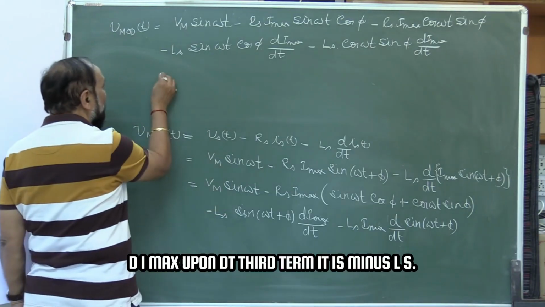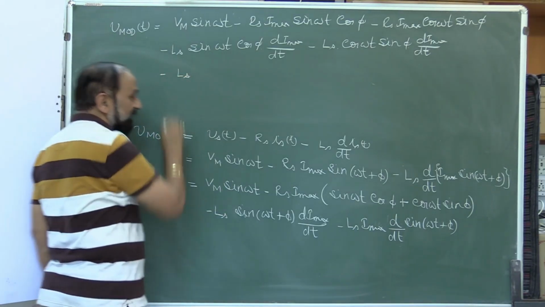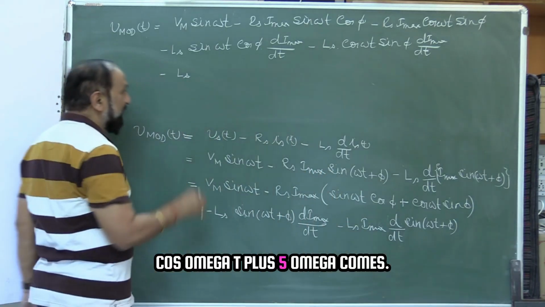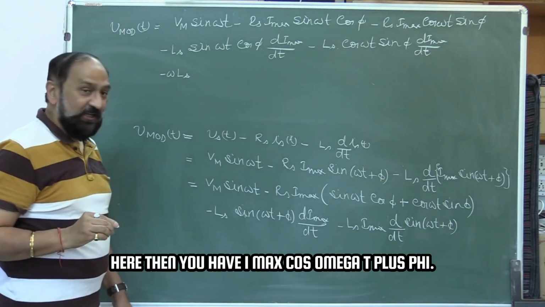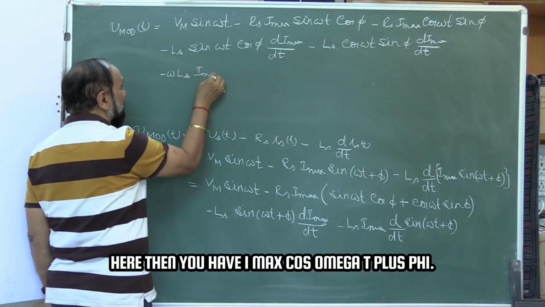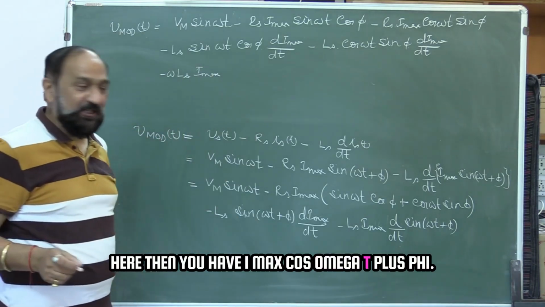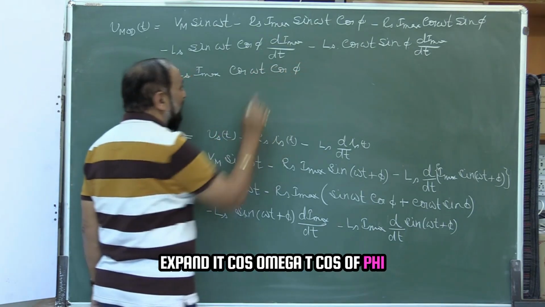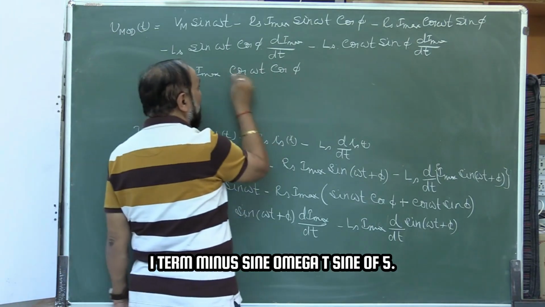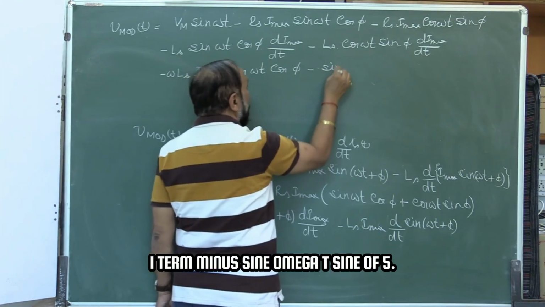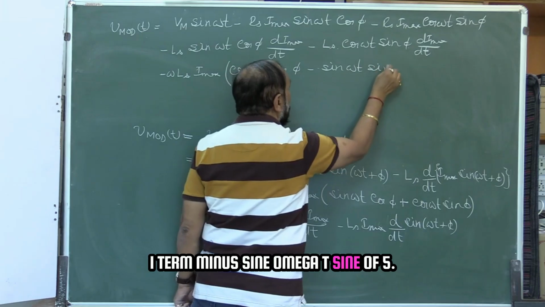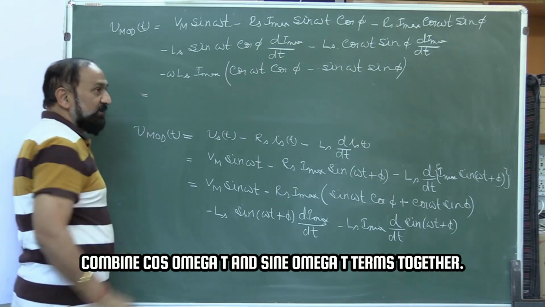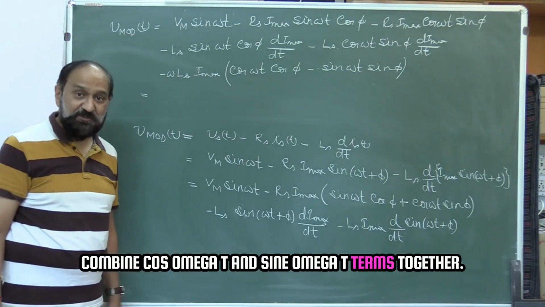Third term, it is minus Ls. If you take the derivative of this, it is omega times cos omega t plus phi. Omega comes here. Then you have I max cos omega t plus phi. Expand it. Cos omega t cos of phi, one term, minus sine omega t sine of phi. Combine cos omega t and sine omega t terms together.